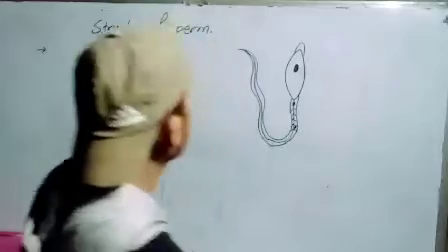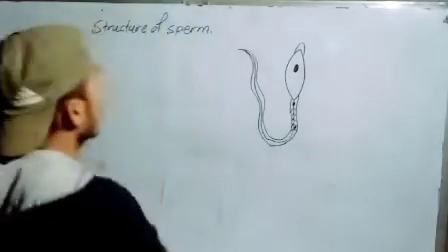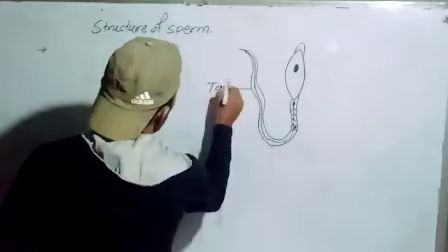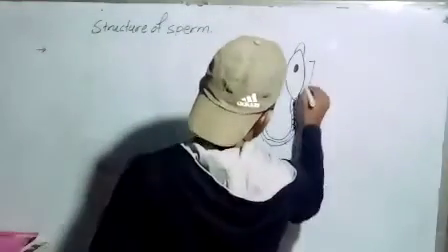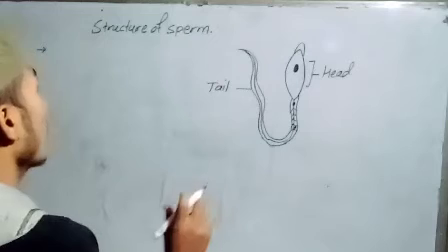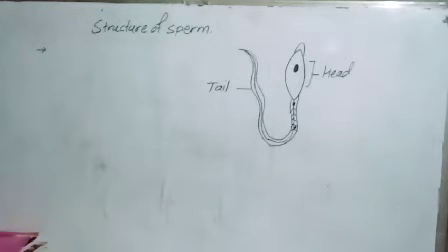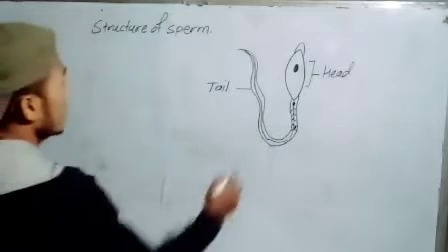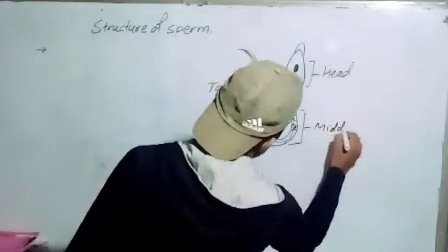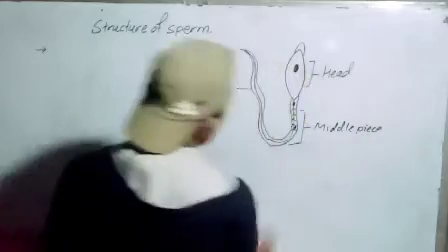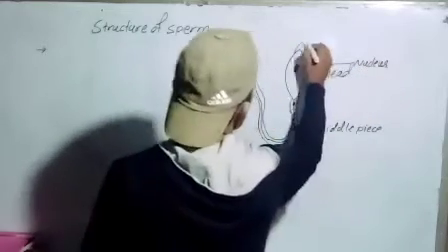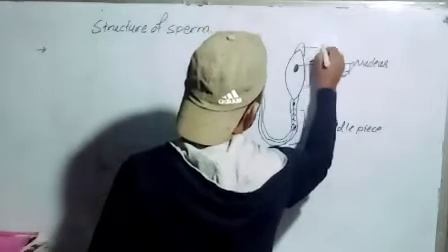In this figure, you can see there is one long tail, I can write here it is a long tail, and this is the head, and it has three parts. Another part is present here, this part and this part. From this part to this part is called the middle piece, and in the head there is the presence of the nucleus, and this cap-like structure is called the acrosome.